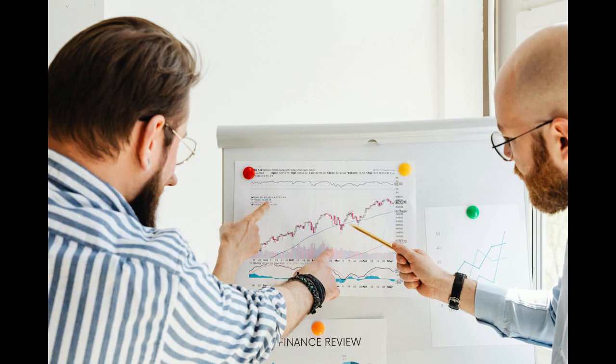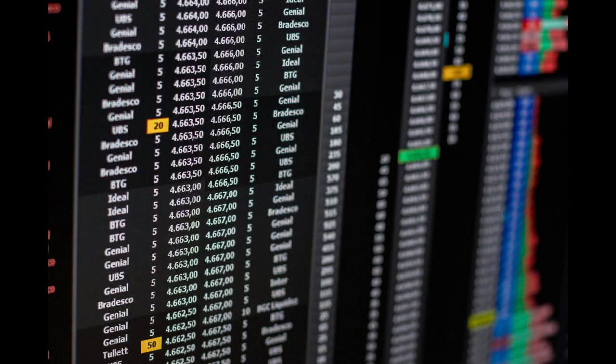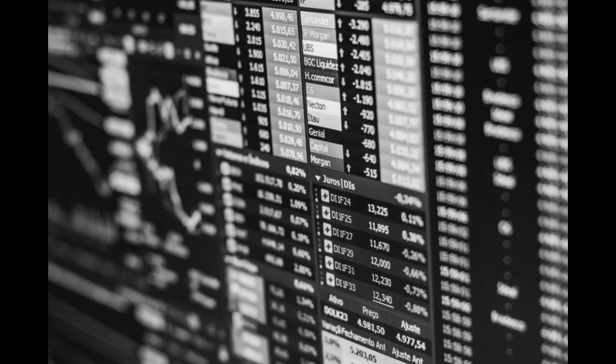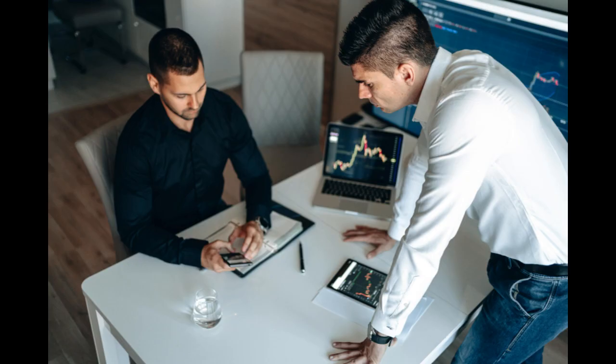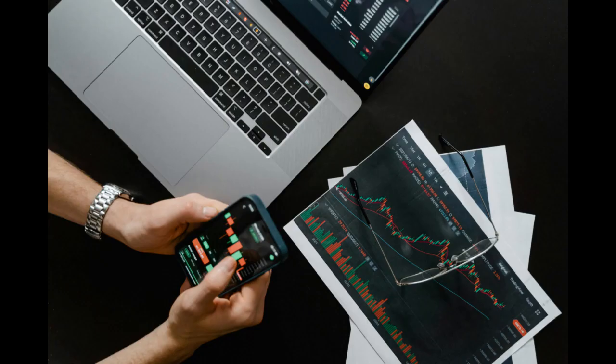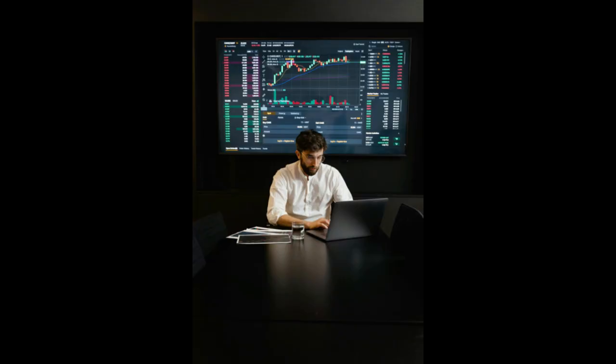7. Launch and operations. Launch your mutual funds once all regulatory approvals are in place. Implement robust operational processes for managing investments, processing transactions, and servicing investors. Monitor fund performance and adjust investment strategies as needed to achieve stated objectives.